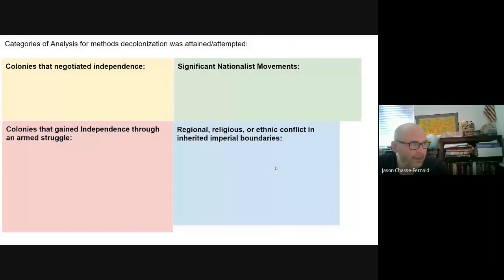Okay, I have some categories of analysis that you may want to think about when you're talking about this topic. So methods of decolonization. How did they attempt it? How was it attained? There are colonies that negotiate independence. We're going to have some countries that have significant nationalist movements. We're going to have some that gain independence through armed struggle. And then, of course, we're going to see in some places regional, religious, ethnic conflict in the inherited imperial boundaries.